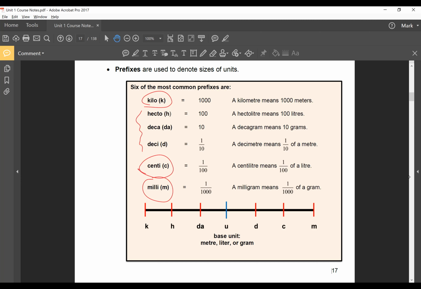And before I get into the prefixes, we need to consider the base unit, kind of like the starting point for our three units of choice: the mass, volume, and length. The base unit, that's what this U stands for, and I'll explain what this line means in a minute. This is kind of like a unit conversion guide. In the middle is our base unit, and our base units are the meter, the liter, and the gram.